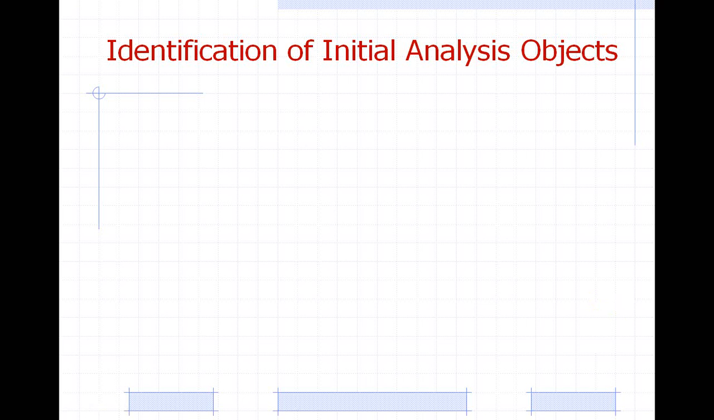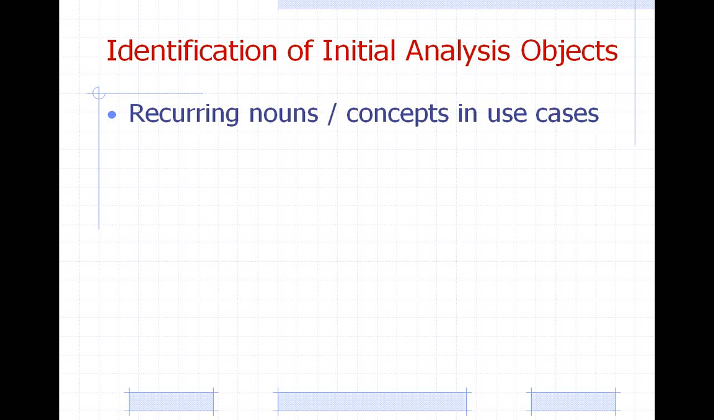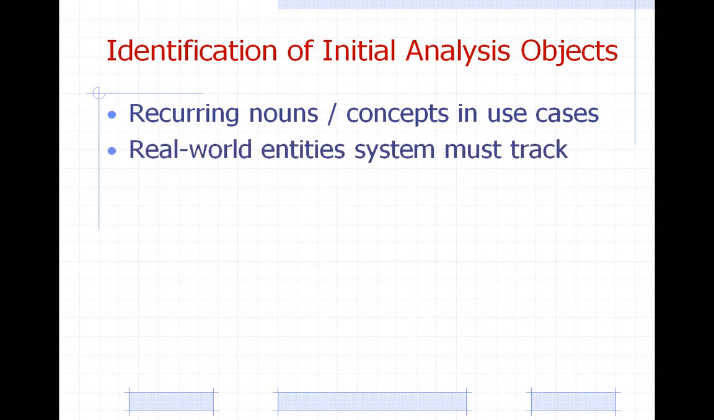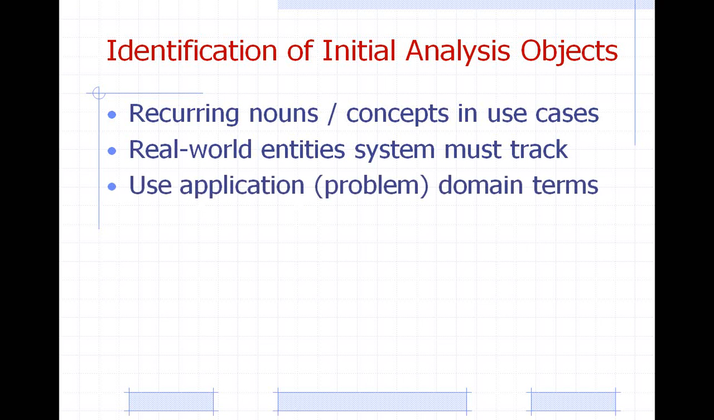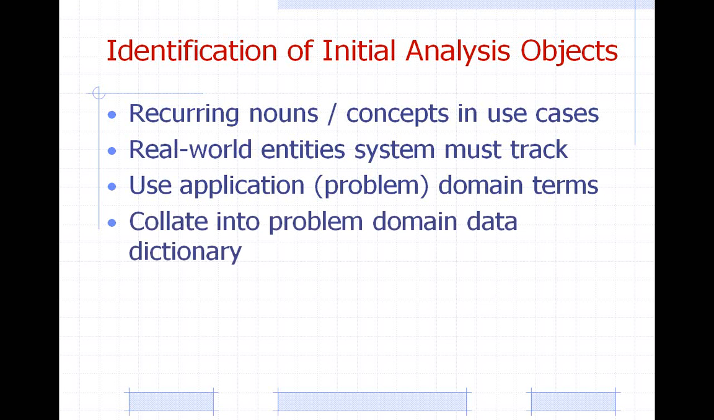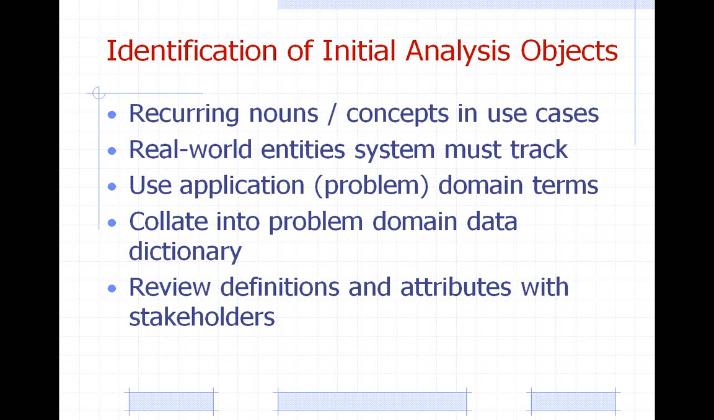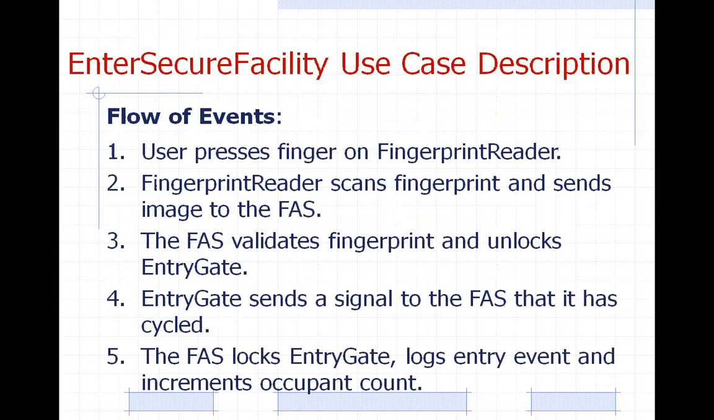First, we need to identify the initial analysis objects. We need to recognize the nouns or concepts in the use cases. We need to track the real-world entities in the system. We need to use application domain terms and collect them into a problem domain data dictionary. And finally, we need to review definitions and attributes with the stakeholders.